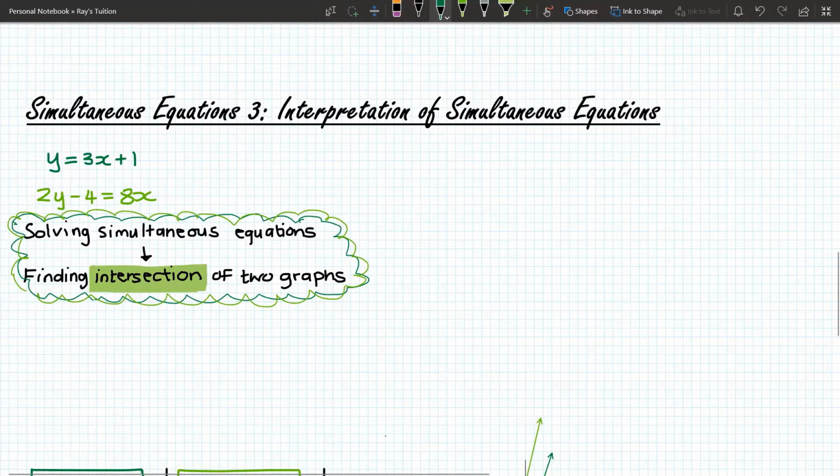So what we have over here is two equations. y is equal to 3x plus 1. Let's call that equation 1. And what we also have is 2y minus 4 is equal to 8x. Let's call that equation 2.